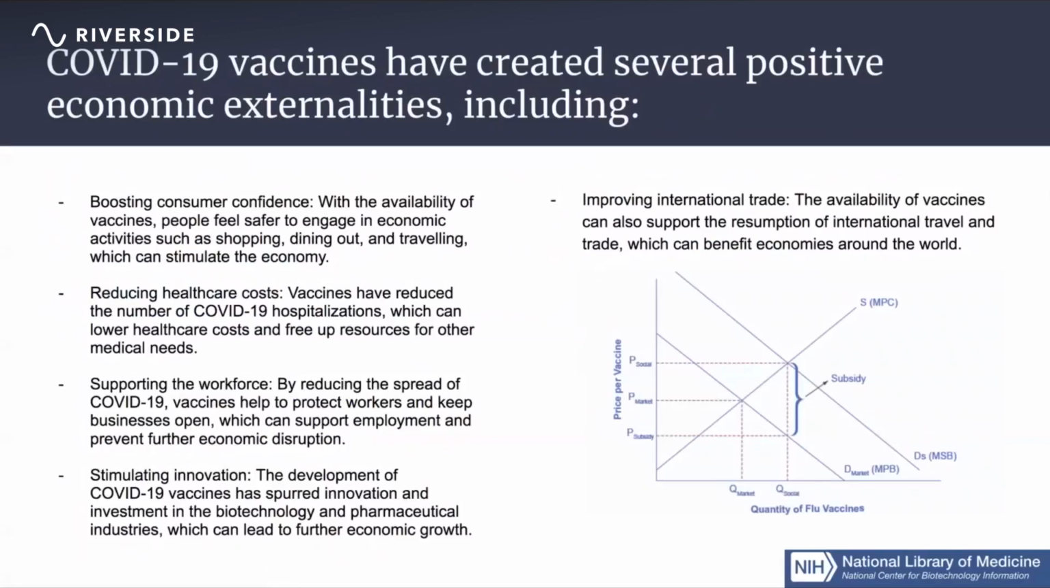My example of this is the COVID-19 vaccines, because obviously those create positive externalities to the economy. I've put a few of them here, you can read through them all, but boosting consumer confidence, so people feel better to travel and do whatever they want, and it lowers healthcare costs for other medical needs because vaccines have reduced the number of hospitalizations and other things like that. I've linked the National Library of Medicine and a graph here as my reference. It improves trade and innovation and all sorts of positive externalities to the economy. So that is my example on positive and negative externalities.